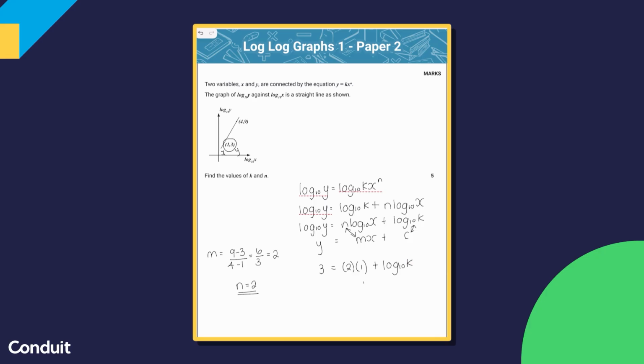Simplifying this, I end up with 1 equals log to the base 10 of k. 10 to the power of 1 gives me my k value, and 10 to the power of 1 is just 10. So for this, my n value is 2 and my k value is 10. Exam tip for log-log graphs: take logs, rewrite in a straight line form, and then read the gradient and the y-intercept off.